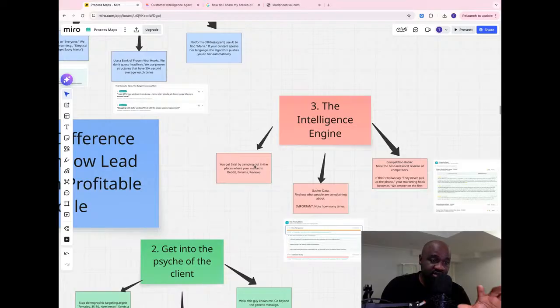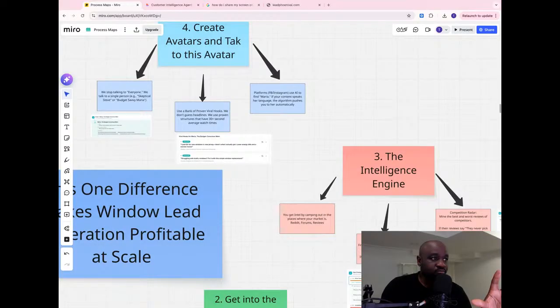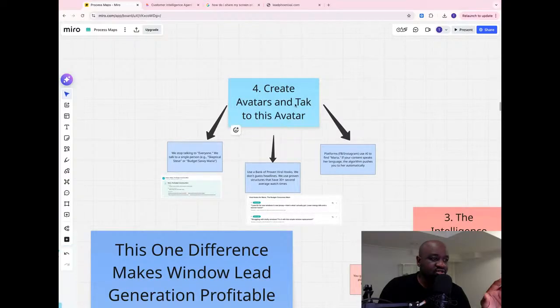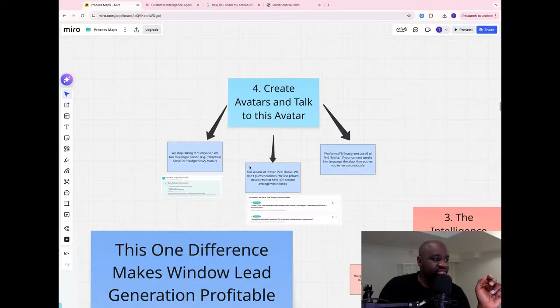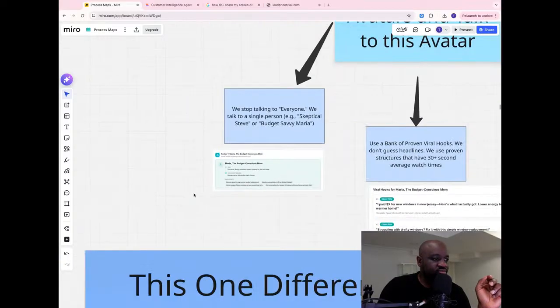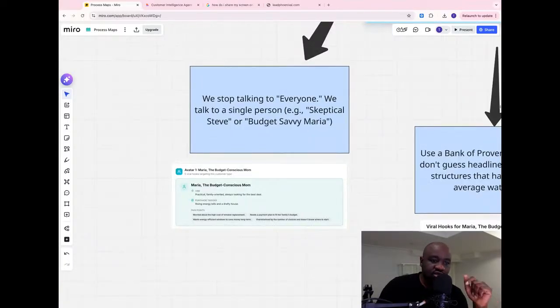Then, when we gather all that intelligence, what do we do? We now create avatars and then we talk directly to this avatar, right? So we're not talking to everybody anymore. We're not saying, okay, yo, if you live in New Jersey, give us a call, come and get windows installed. We actually pick out a person. We give them a name, maybe Skeptical Steve or Budget Savvy Maria, for example, right?